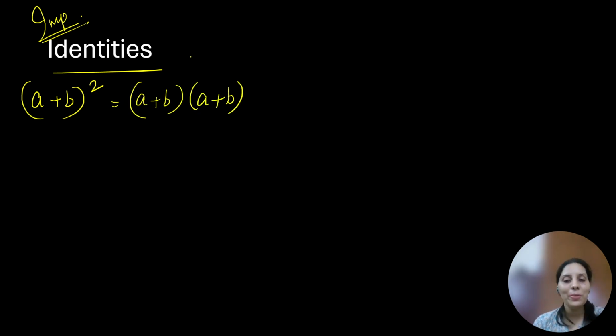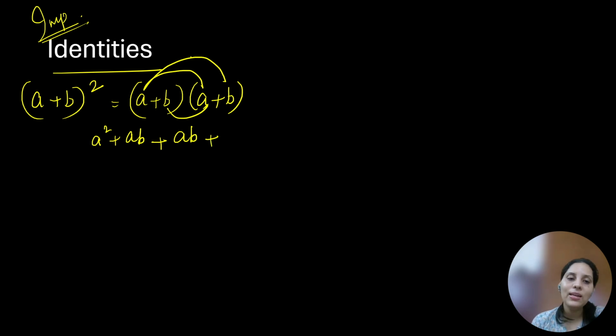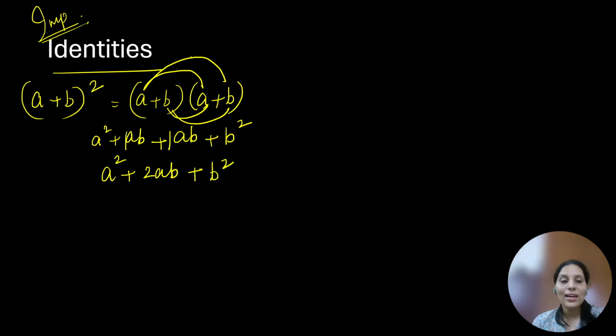(a + b) into (a + b). So, let us see what we are getting. a multiplied by a and a multiplied by b will give us a square plus ab. Similarly, b into a is ab, b into b is b square. So, what do I get? a square plus 2ab plus b square. See, ab and ab can be added. All the like terms can be added. So, (a + b) whole square is this one.